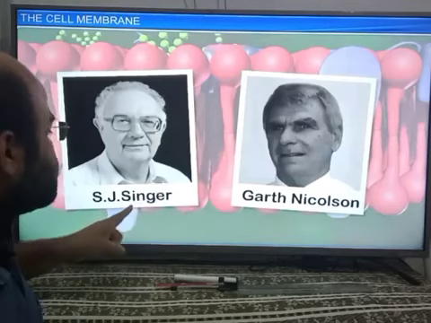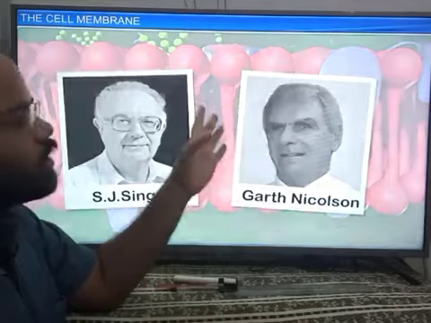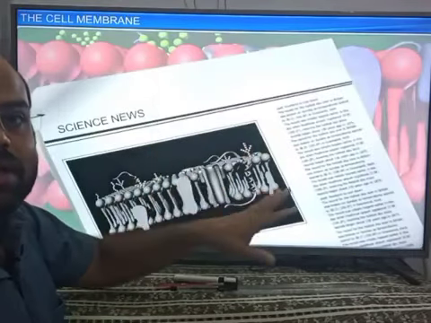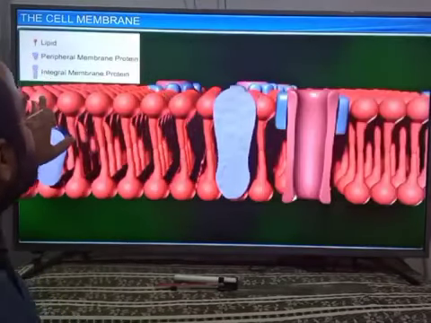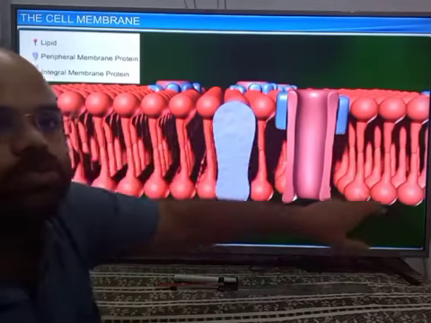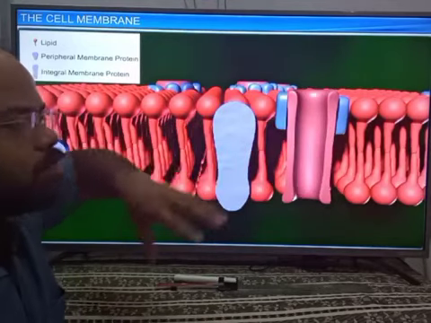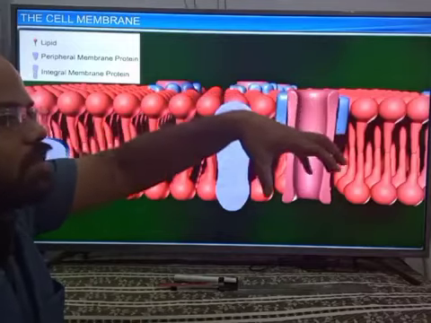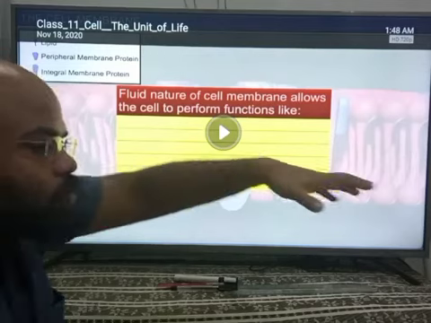These are two scientists, Singer and Nicolson, who proposed this typical structure, called the fluid mosaic model of the cell membrane. They said that in the sea of the phospholipid bilayer there are some protein icebergs, like islands seen in the sea. They saw a mosaic pattern.